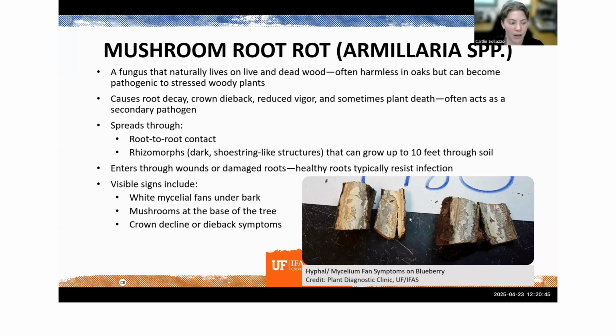One really diagnostic symptom is the mycelial fans or the hyphal fans. It's called both. So if you peel off the bark, you'll see these fans. So this is all hyphae, mycelium, and it just fans out growth underneath the bark. And a lot of times it's easier to remove the bark than if it was a healthy tree or shrub. And you see that white fungal growth underneath.